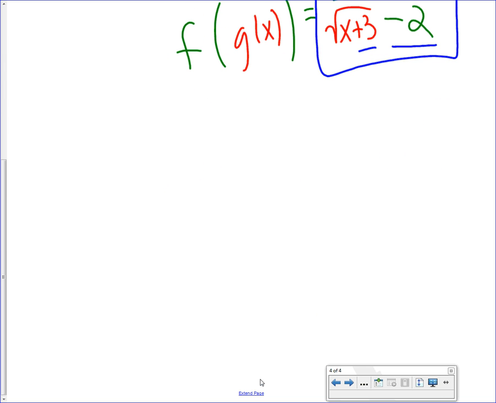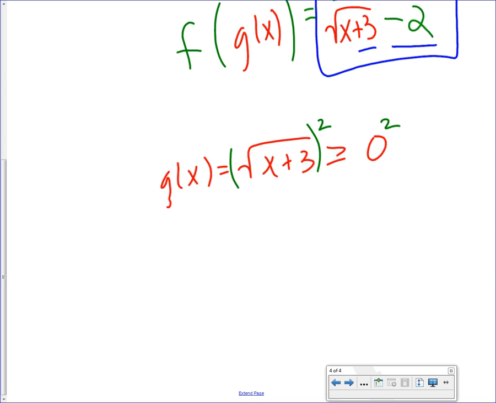And here's how I can do that algebraically. I know that g of x equals the square root of x plus 3. And the lowest that that can be is 0, sorry, this should be greater than or equal to, because this can be positive, and it can equal 0. It just can't go below 0. So I'm going to square both sides. So x plus 3 is greater than or equal to 0. Subtract 3. This is my domain. Everything greater than or equal to negative 3.